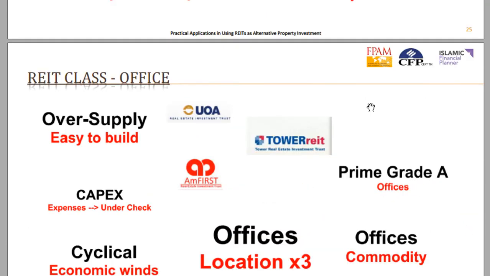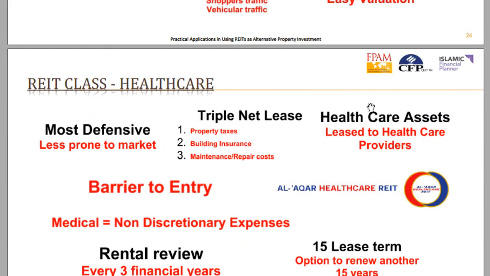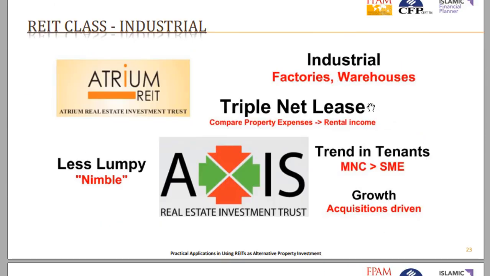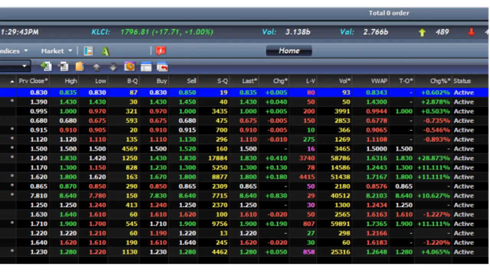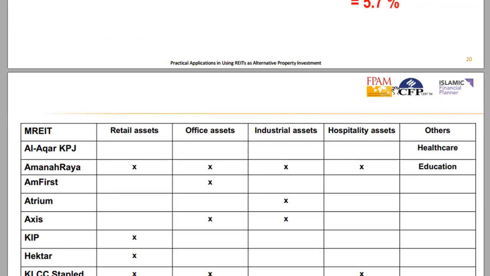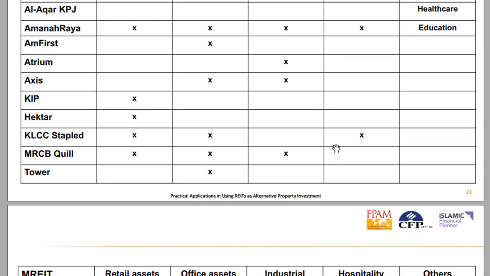So with that, I hope this is a very good fast track lesson, a guide for you to start investing in REIT stocks in Malaysia. Let's come back to here. These are all the REIT stocks, and I've categorized them under these 4 or 5 big categories of REIT stocks in Malaysia.